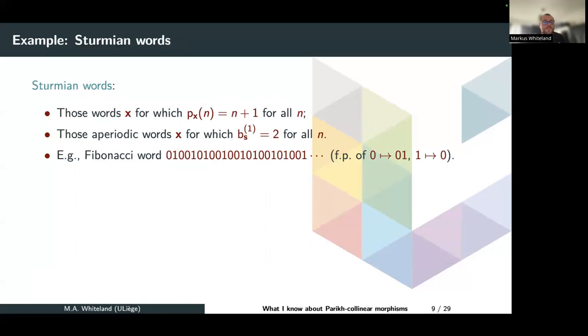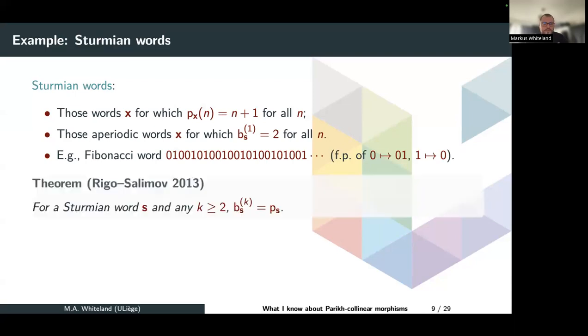For Sturmian words, recall that a Sturmian word is an infinite word for which the factor complexity function equals n+1 for each n. Of course, these are also those aperiodic words for which the abelian complexity function equals 2 for all n. And as an example, we have the Fibonacci word, which we also all know and love.